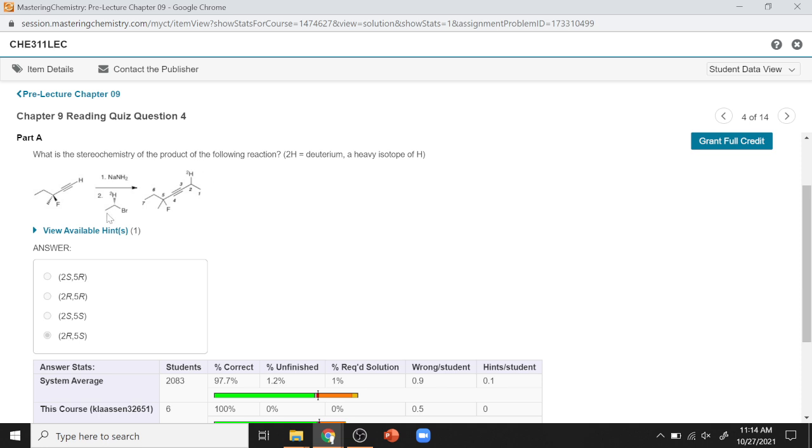So our priorities on this: our largest priority is the Br, right? Our second priority is this one right here. And then our last priority would be that one, right? That is what? R, right? Because it's going right-handed.